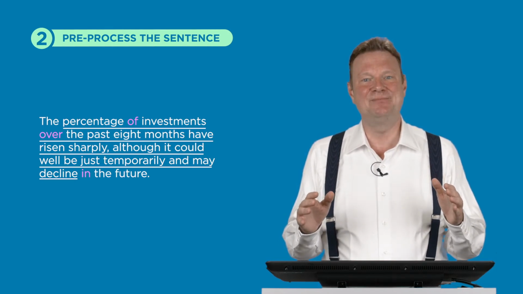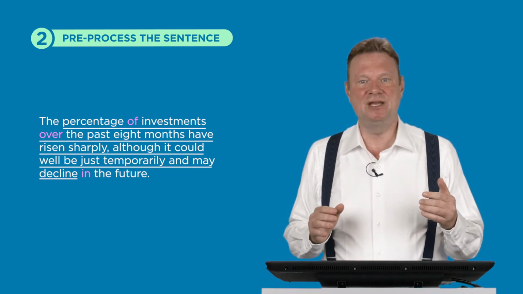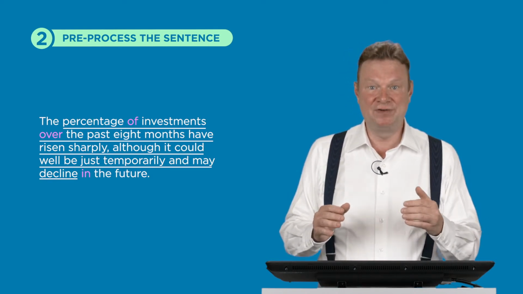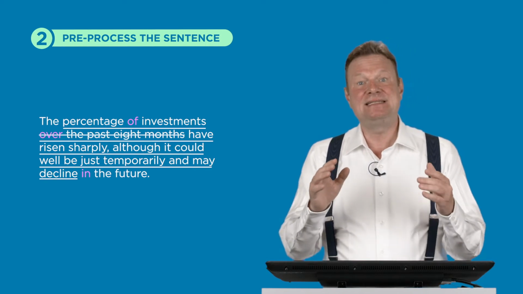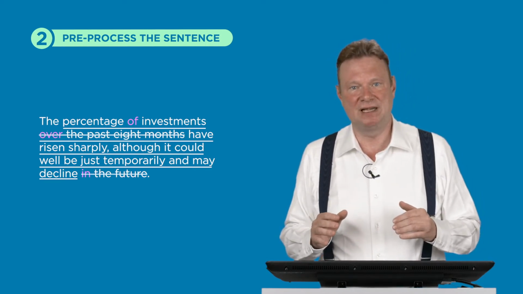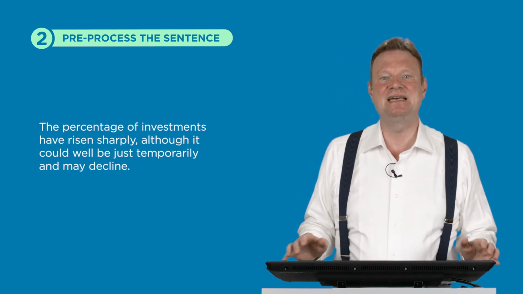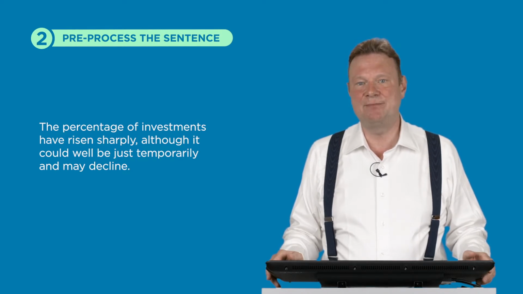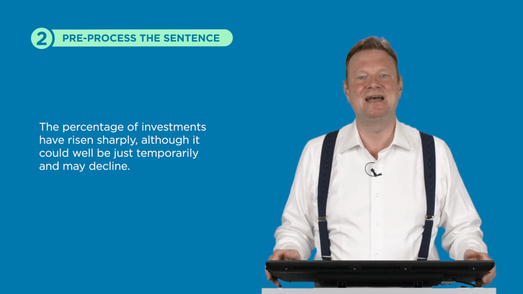Over the past 8 months is interesting information, but it is not needed for the sentence to make sense, so we can eliminate that. The same is true for in the future, so we can eliminate that as well. Our sentence now says the percentage of investments have risen sharply, although it could well be just temporarily and may decline. Now it is time to move on to steps 3 and 4.